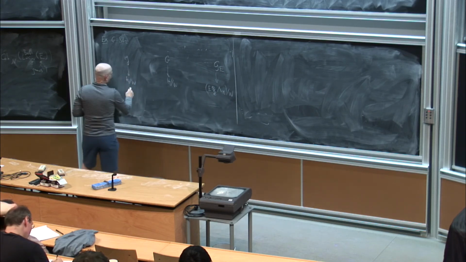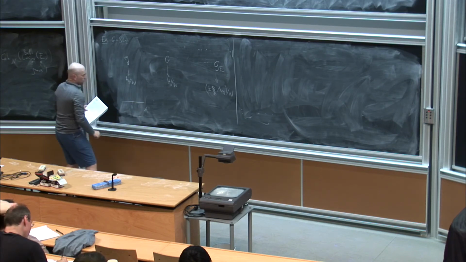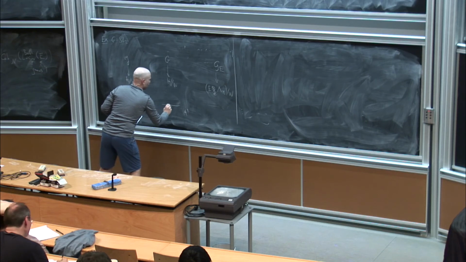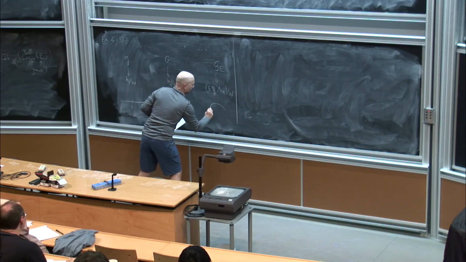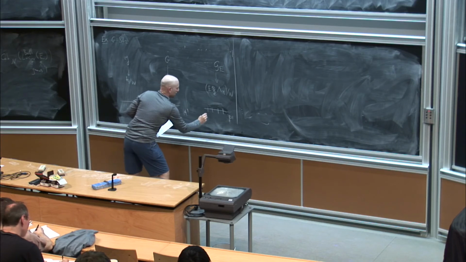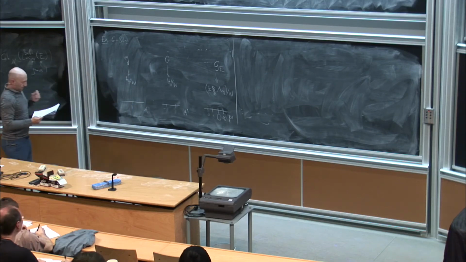So in this situation, we see A1 with a special point 0. In this situation, we see A1 with two special points, 1 and minus 1. And in this situation, we see P1 with four special points, 0, 1, and then infinity.